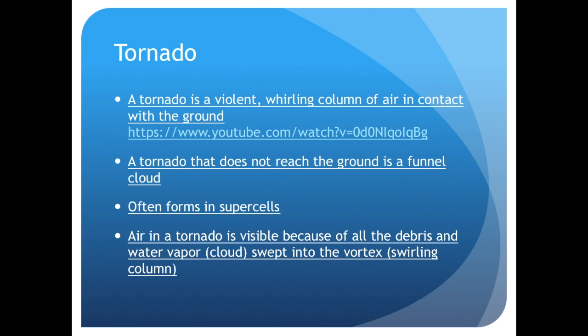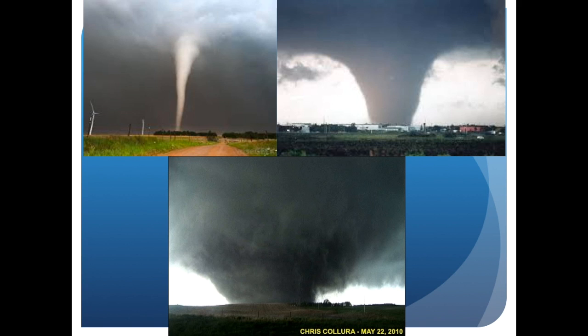As you can see in the pictures, they can reach sometimes tennis ball size or even softball size. If we take a look at tornadoes, a tornado is a violent whirling column of air that's in contact with the ground. So the tornadoes will sometimes start as what we call a funnel cloud, which is just the circulation in the atmosphere and the clouds, and only when it touches down onto the ground is it considered a tornado. A lot of times these will form in supercells, but they can form from other unique types of clouds as well.